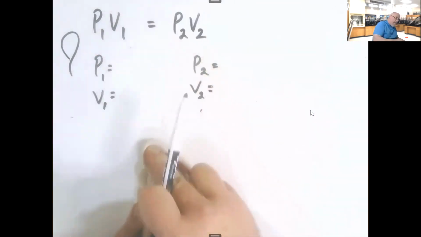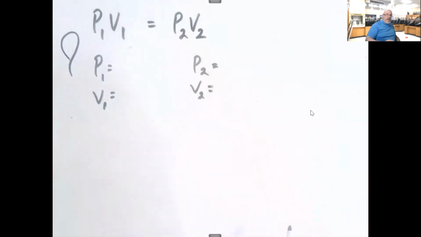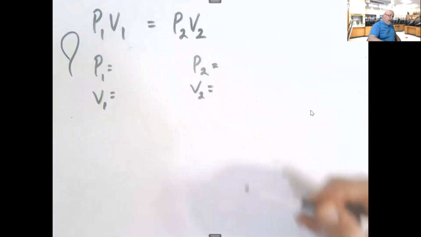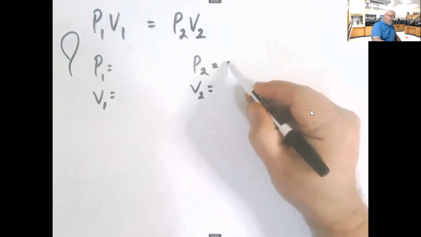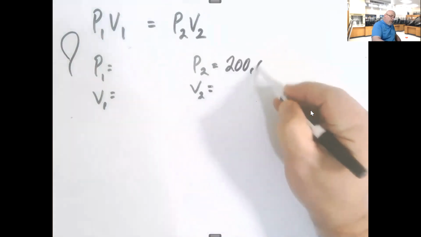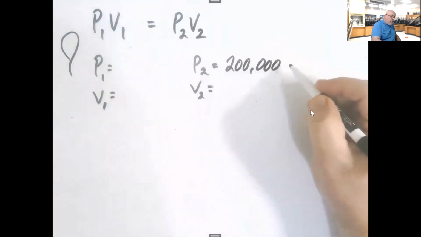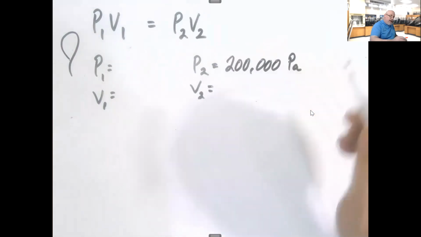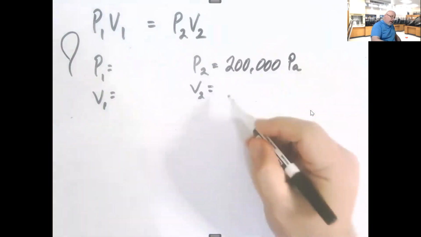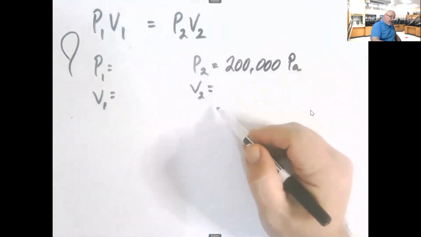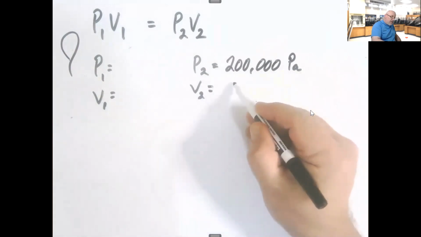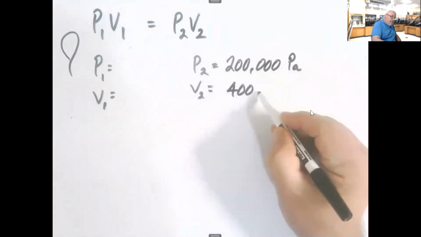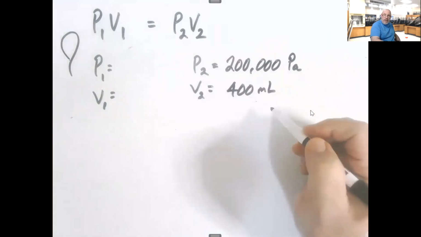Okay. And I'm going to use a different unit for pressure. I'm going to use the Pascal. I'm going to say that afterwards, when we get done, we're going to have a pressure that's equal to 200,000 pascals. And well, what's the size of this thing? We're going to say it's 400 milliliters. Instead of liters, it'll be milliliters.